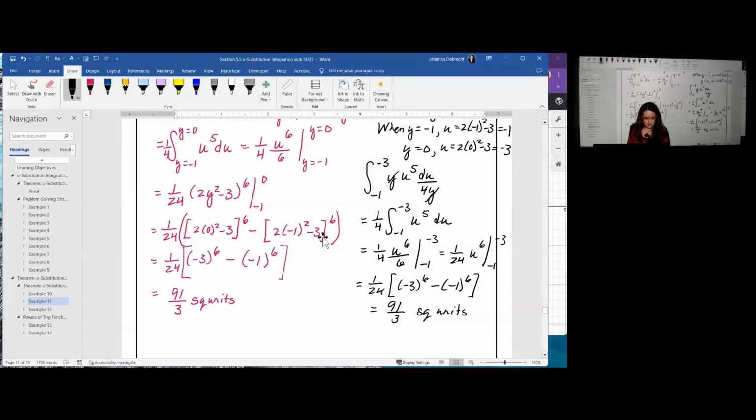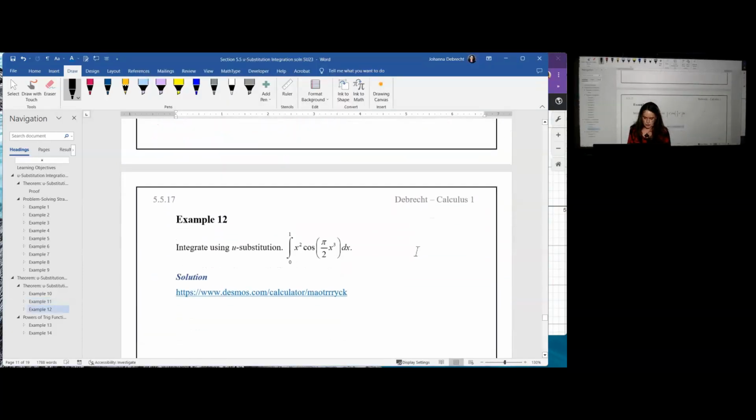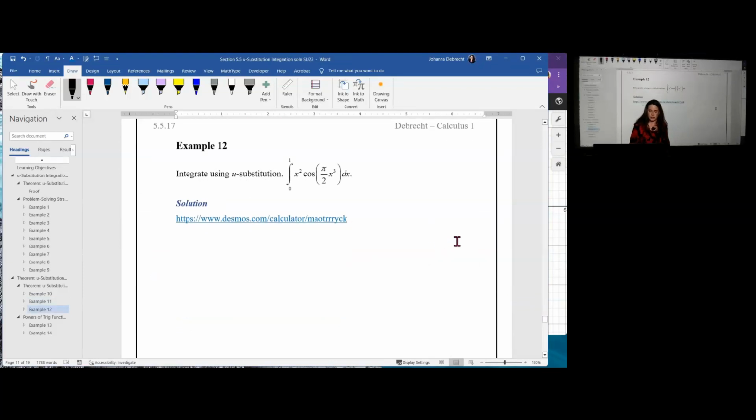Let's take a look now at example 12. Example 12 is x squared cosine of pi over 2 x cubed with respect to x from x equals 0 to x equals 1. In this case, the inside function is the argument to the trig function, and it's a constant pi over 2 times x cubed. The derivative of it would be 3 pi over 2 x squared. I have a multiple of that, x squared, as another factor in the integrand. Pause the video to work this one out, and then we'll compare our results.